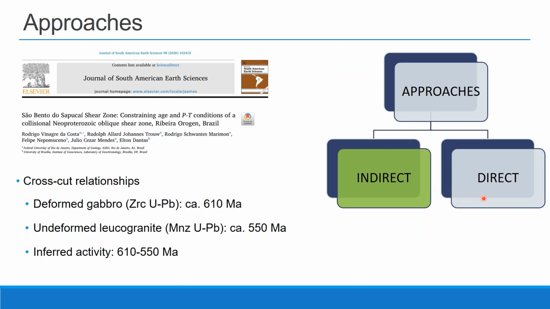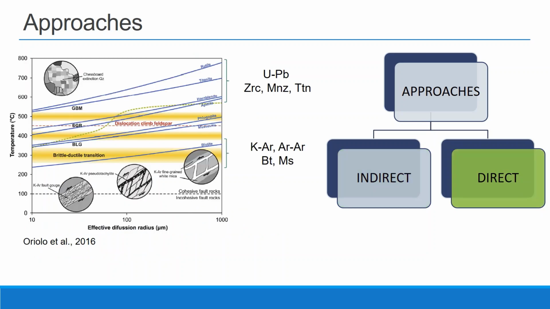We can also do a more direct way, especially if you're looking at high-grade shear zones that go to upper amphibolite to granulite facies, where zircon, monazite, and titanite are prone to recrystallize and record the age of deformation. Or when you're looking at low-grade shear zones, below lower amphibolite facies or lower greenschist facies, you can use potassium-argon and argon-argon in micas, biotite and muscovite, for which the closure temperature is more related to the deformation temperatures.